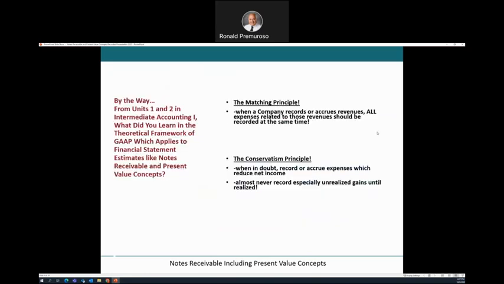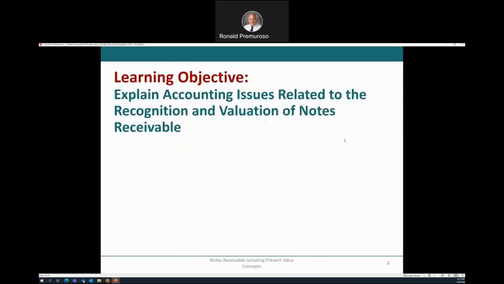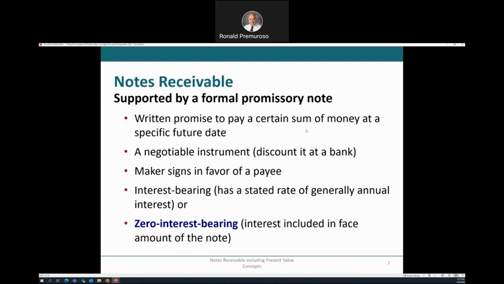It's always important to emphasize from units 1 and 2 the matching principle and the conservatism principle, and they both apply to estimates like notes receivable and present value concepts. There's one learning objective for this unit, which is to explain accounting issues related to the recognition and the valuation of notes receivable. So first of all, what is a notes receivable?